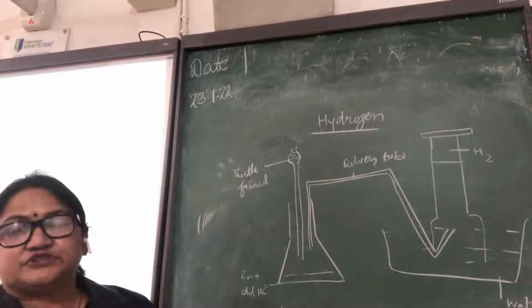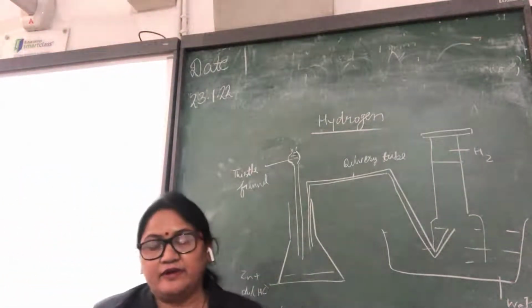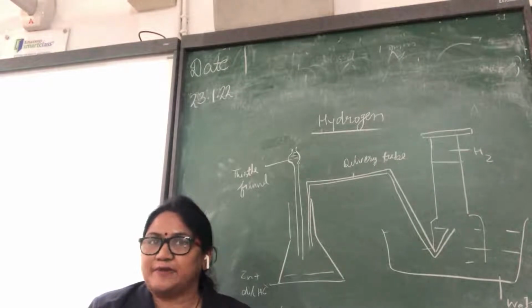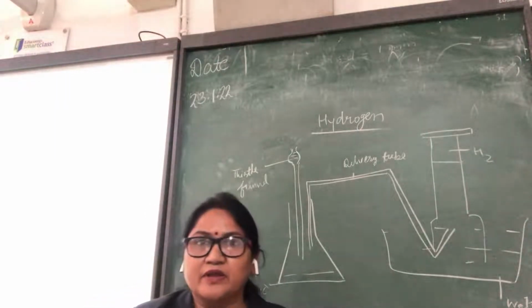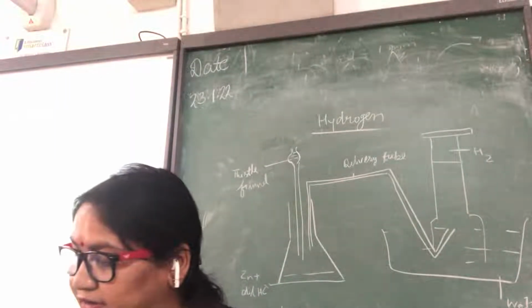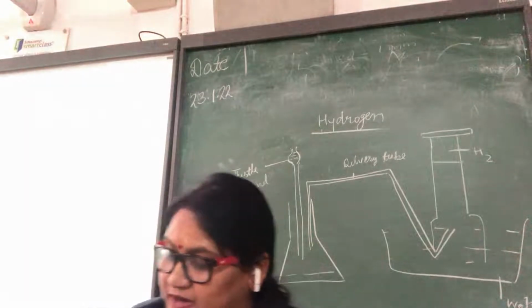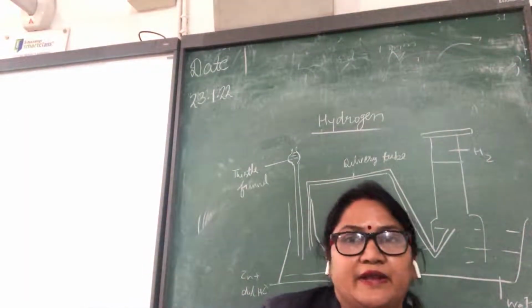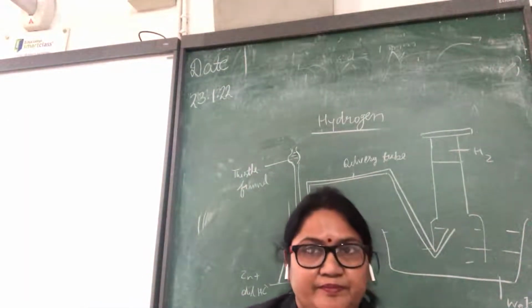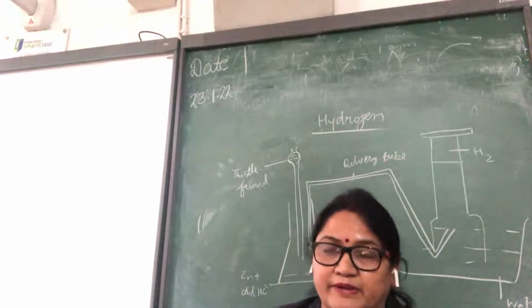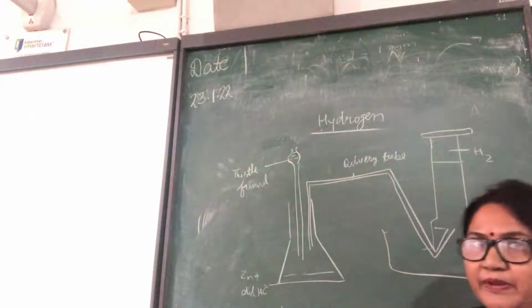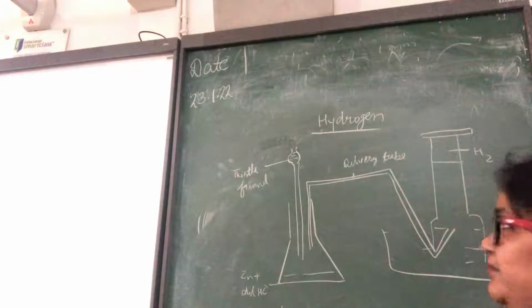So in this session of class 8 chemistry, we are going to discuss chapter 7, hydrogen. Hydrogen very rarely occurs in the free state, and it is the most abundant element in the universe. It is the lightest element. How can we prepare hydrogen in the laboratory?